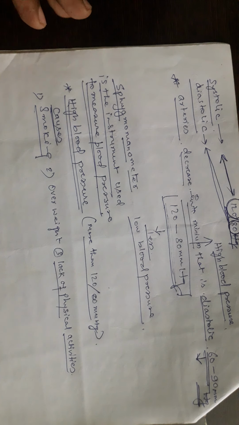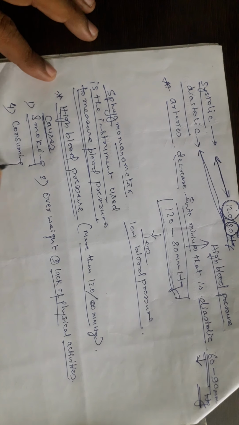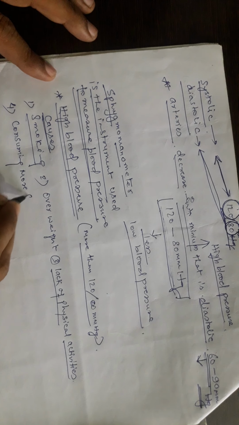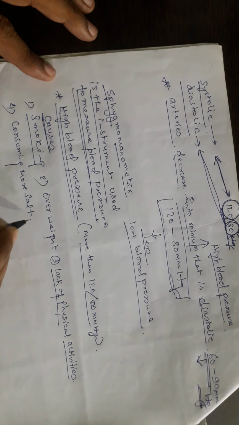Then the next one is consuming more salt. If you consume a large amount of salt daily in your diet, it may also cause what? Blood pressure. And alcohol consumption also causes high blood pressure.